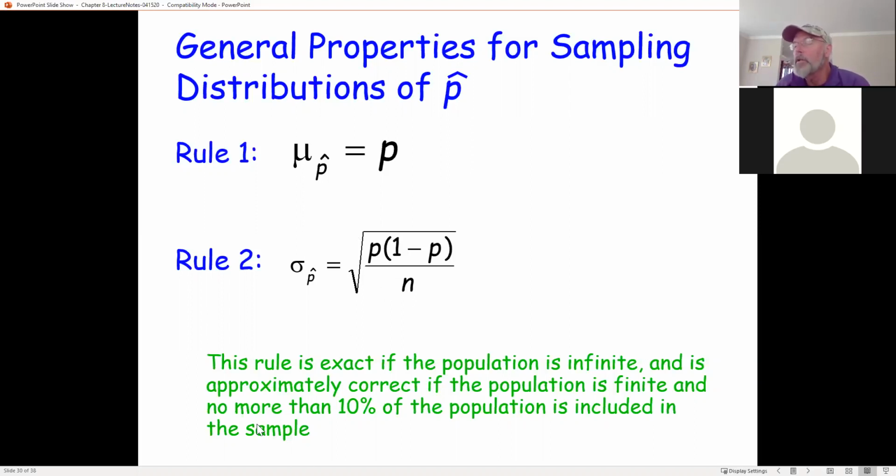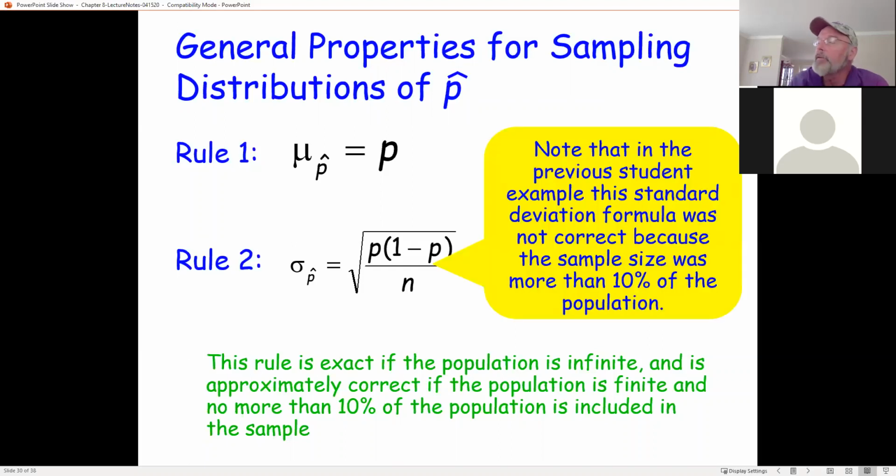So we have this rule right down here. So we have to think about the idea of a sample size. What is an appropriate sample size? Okay, so let's think about that.